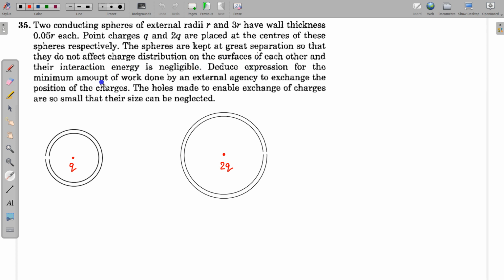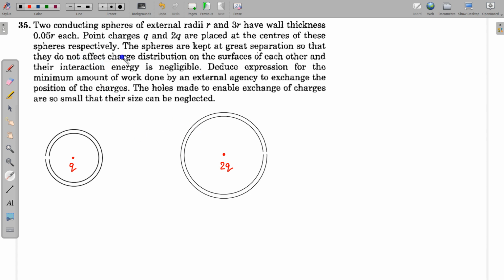Deduce the expression for the minimum amount of work done by an external agency to exchange the position of the charges. The holes made to enable exchange of charges are so small that their sizes can be neglected. These are the holes which are used for the exchange of charges, and these two are kept very far away so that there is no significant interaction between the two systems of charges.